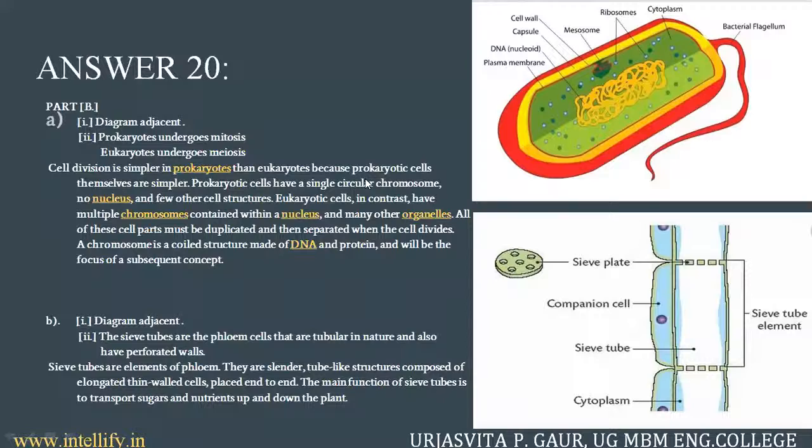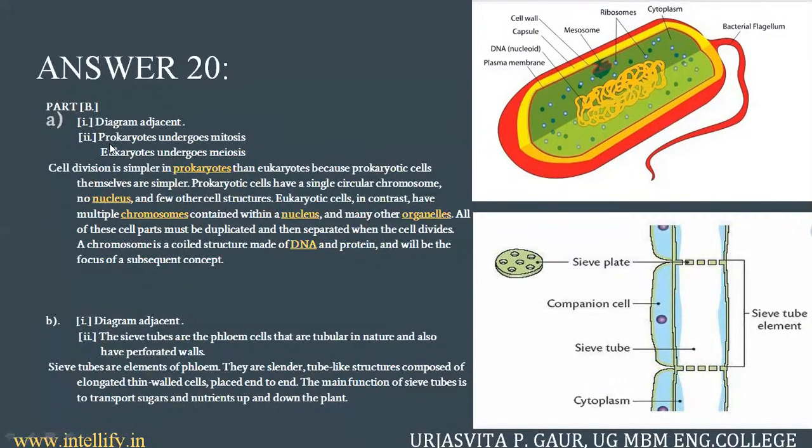The part B of the question asks us to first draw a neat and labeled diagram of a prokaryotic cell. So this is a prokaryotic cell. You have a bacterial flagellum here, which is used for the movement of this prokaryotic cell. Then you have cytoplasm, in which all these bodies are embedded. You have ribosomes, you have a cell wall, you have a mesosome right here, you have a DNA, and you have a plasma membrane. And then you have this DNA nucleoid. This has a capsule shape.